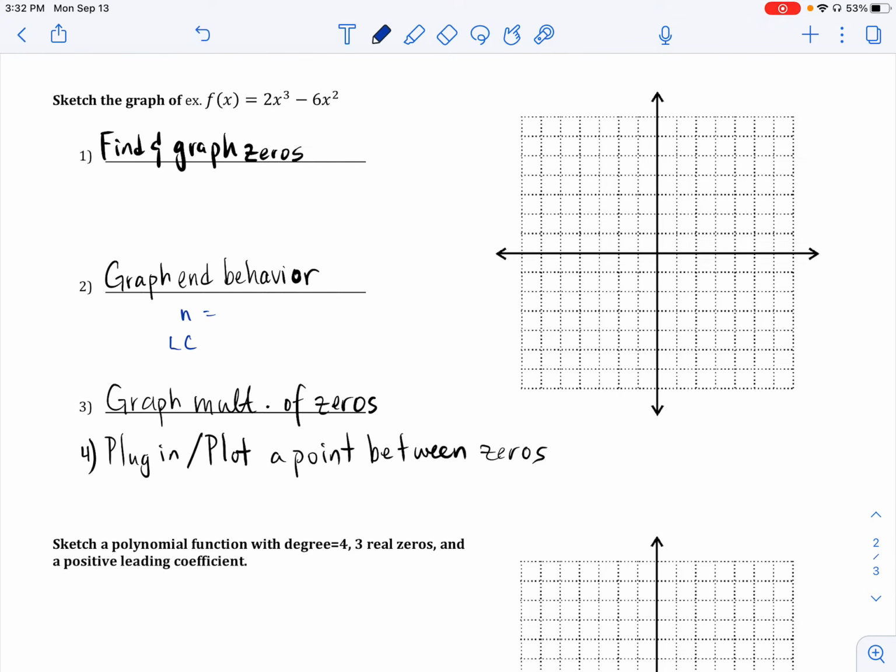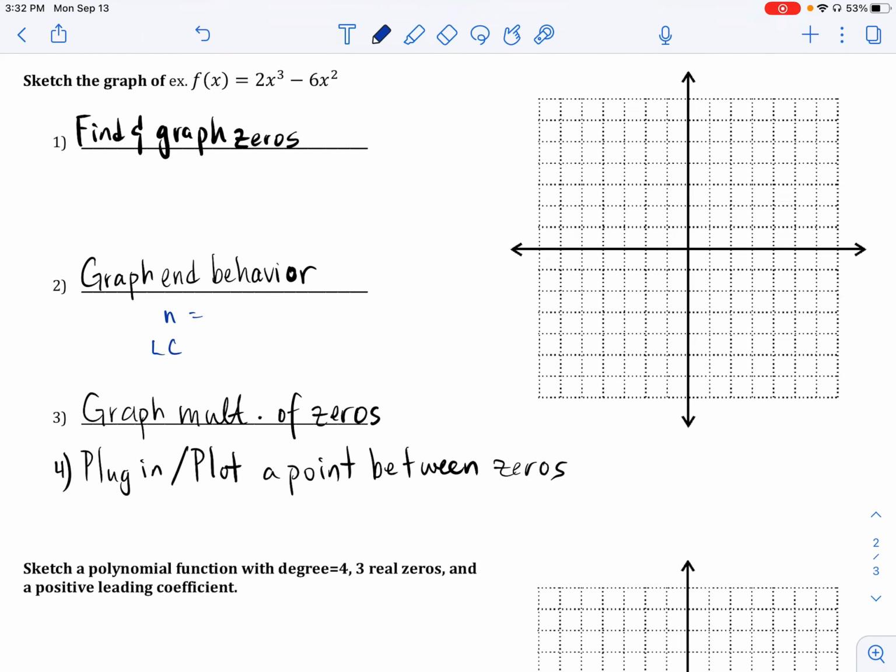When we're sketching a polynomial function, I really break it down into 4 key steps. First, you want to find and graph any zeros that you have. Then you want to graph the end behavior. Then you want to graph the multiplicity of the zeros. And finally, you will need to plot a point between any zeros that you have. So let's try that with this function that we have here.